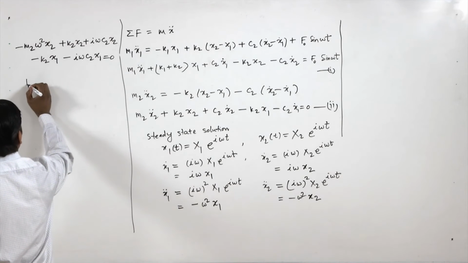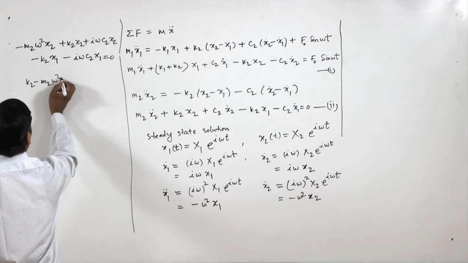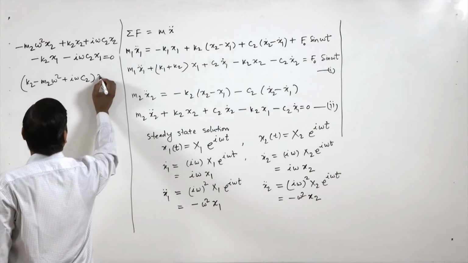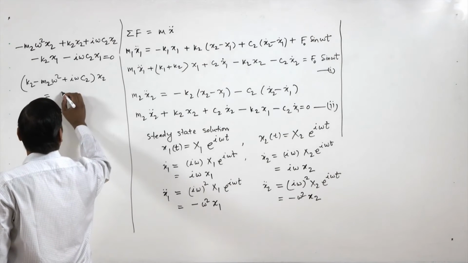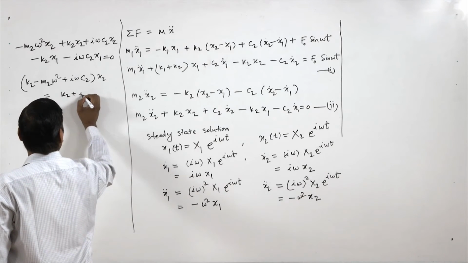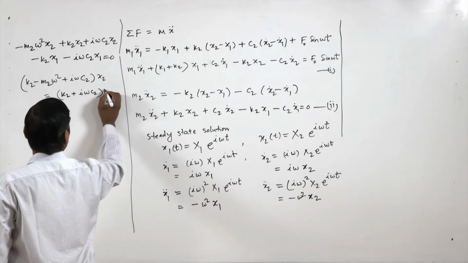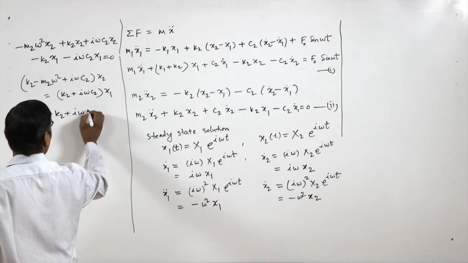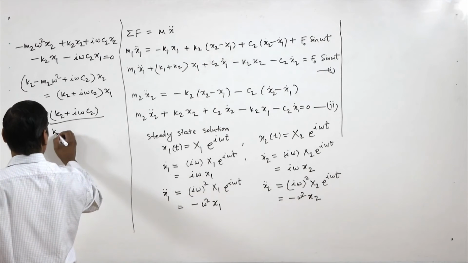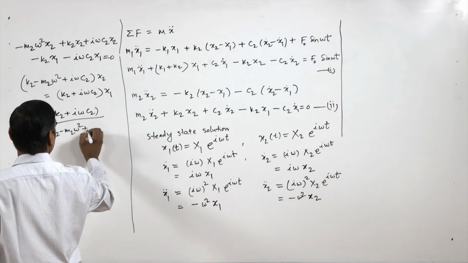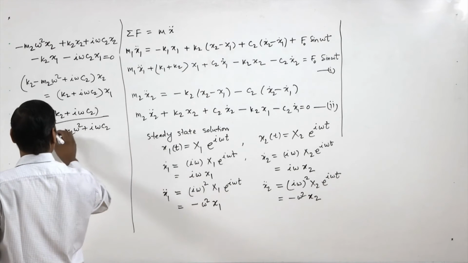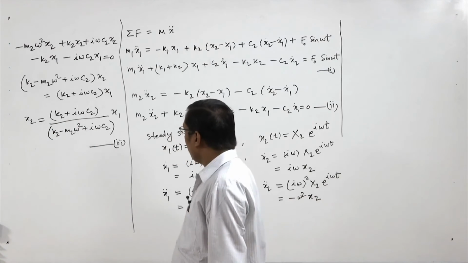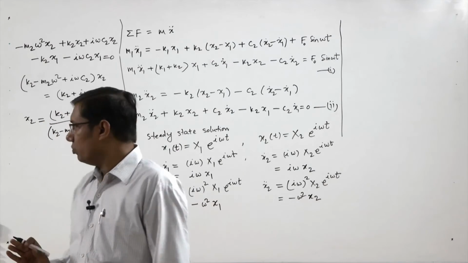So we can write this equation as (k2 minus m2 omega square plus i omega c2) x2 equal to (k2 plus i omega c2) x1. So we can write x2 equal to (k2 plus i omega c2) upon (k2 minus m2 omega square plus i omega c2) times x1. That is equation number 3. So we have got the expression of x2 in terms of x1.